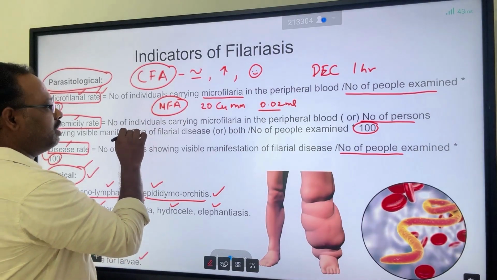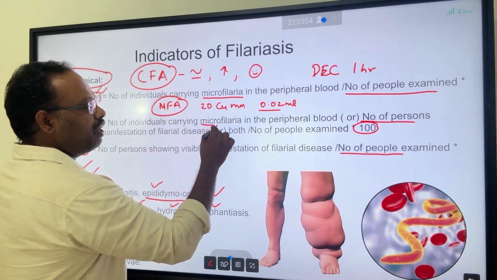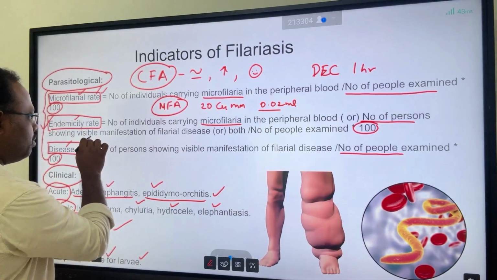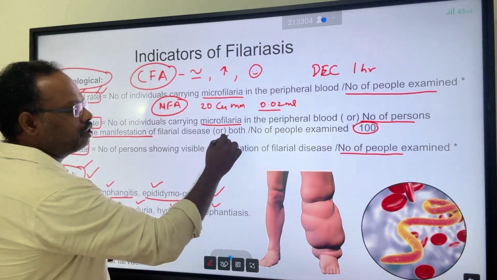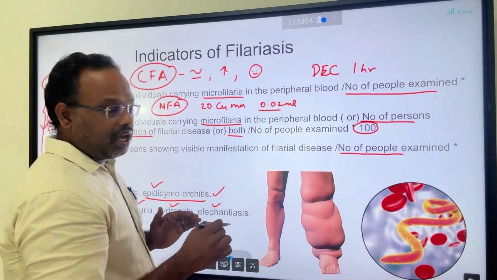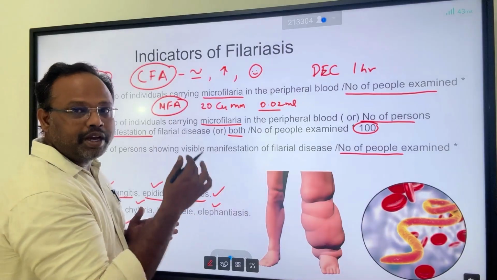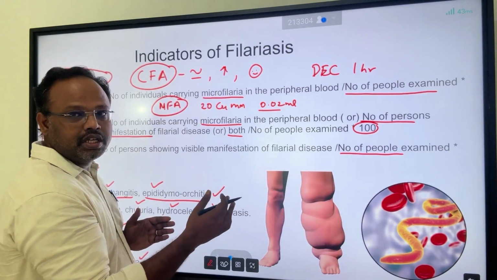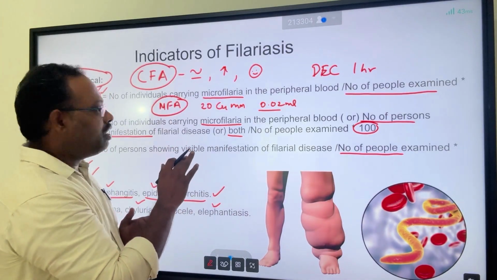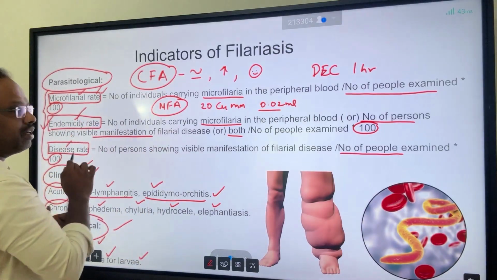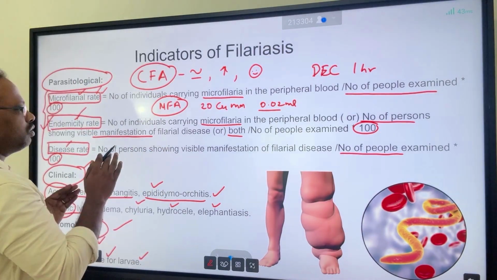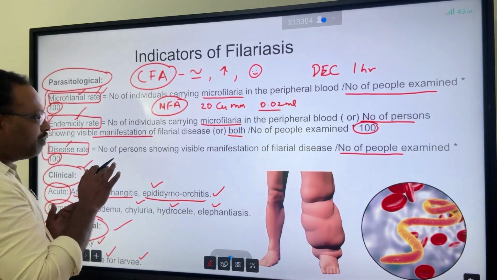Here the numerator is the number of individuals carrying microfilaria in the peripheral blood, or the number of persons having visible manifestations of the disease, or both. If a person has the presence of microfilaria, or the presence of any of the visible symptoms, then that person will be included here for the filarial endemicity rate. So endemicity means the presence of microfilaria and the disease. So that is the numerator here for the filarial endemicity rate.